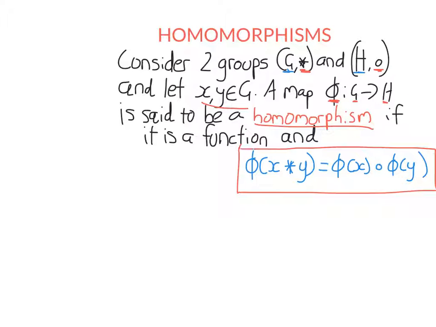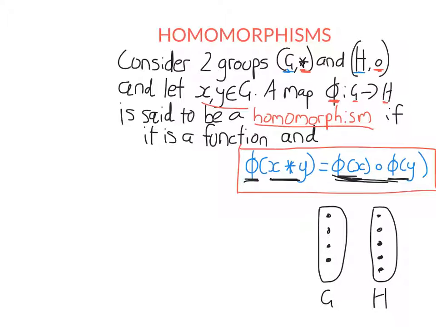This is the important part of the definition. What this is saying is it doesn't matter whether we combine X and Y by the operation first and then map it, or we map each separately and then combine them. So let's look at a little picture to illustrate this.